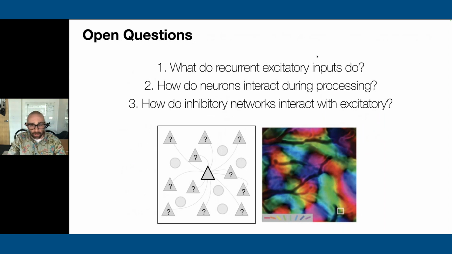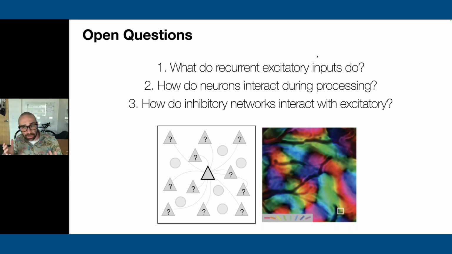And so this question and a few others led me to move my lab in a different direction to design new experiments to address a new set of questions. So in particular, what I wanted to know is, what do these recurrent excitatory inputs do? There's many of them. They seem to have a particular function. What is it?